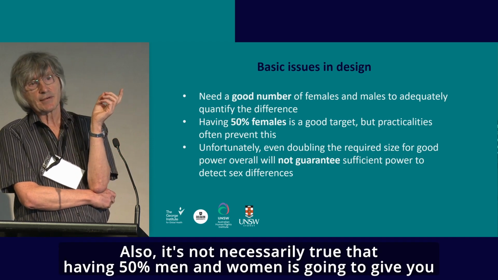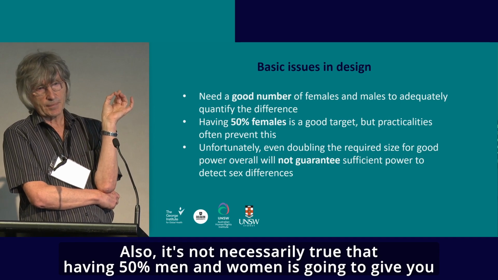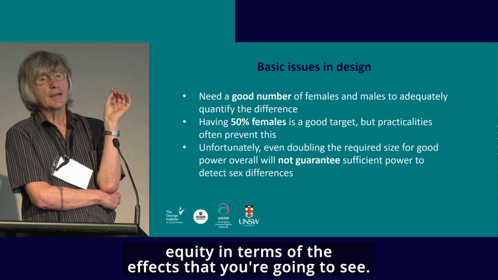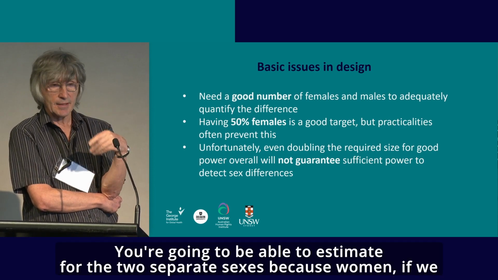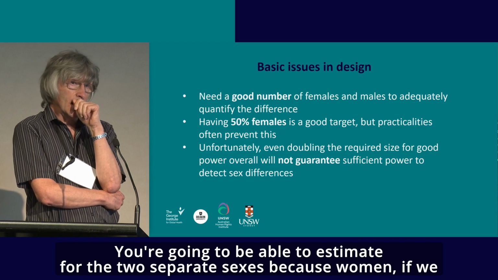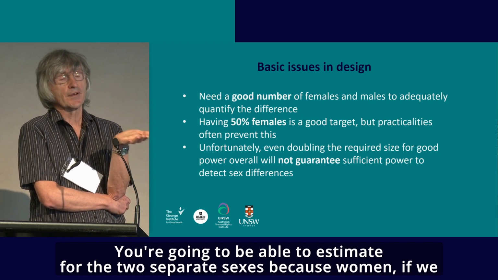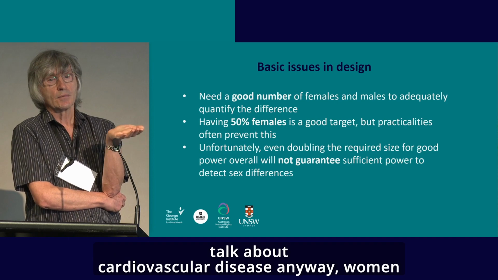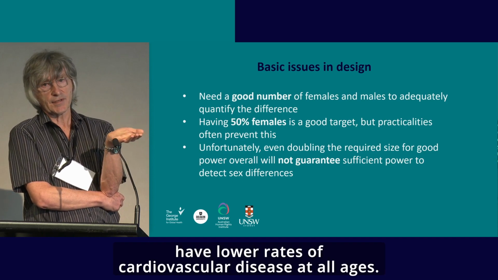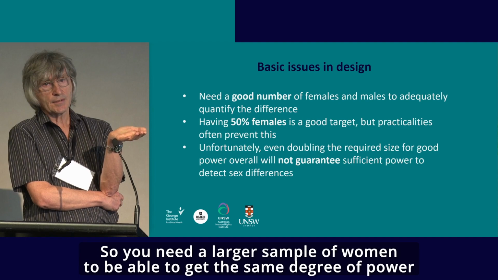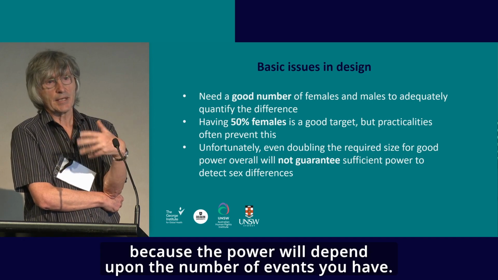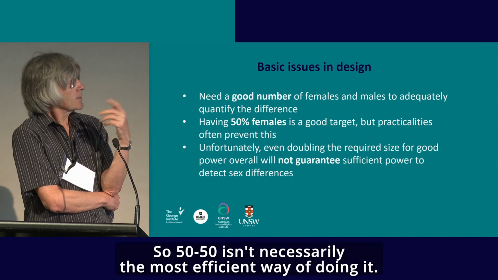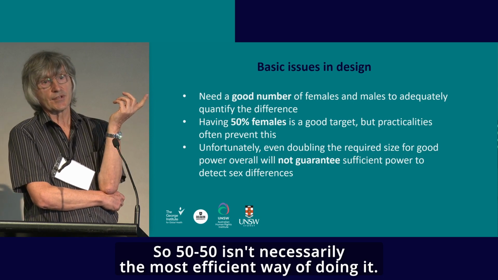Also, it's not necessarily true that having 50% men and women is going to give you equity in terms of the effects you're going to be able to estimate for the two separate sexes. Because, if we talk about cardiovascular disease anyway, women have lower rates of cardiovascular disease at all ages. So you need a larger sample of women to get the same degree of power, because the power will depend upon the number of events you have. So 50-50 isn't necessarily the most efficient way of doing it.